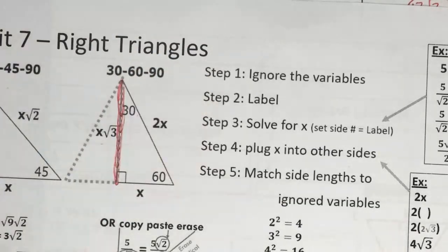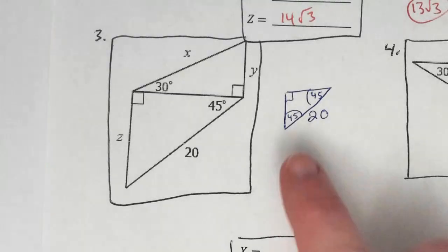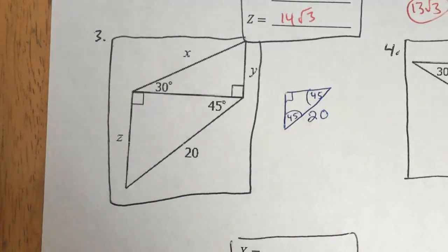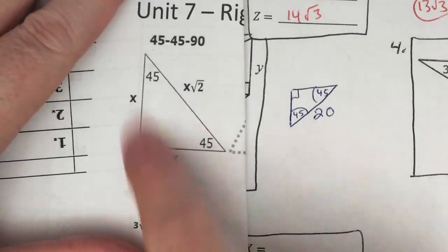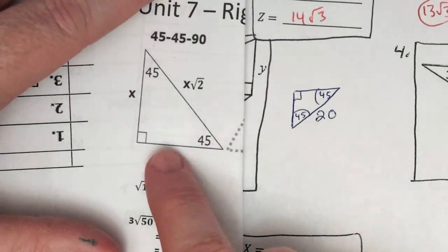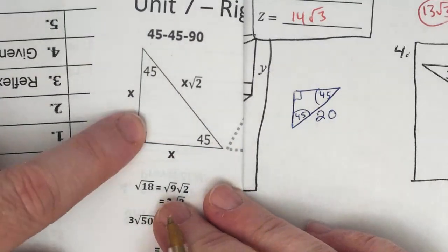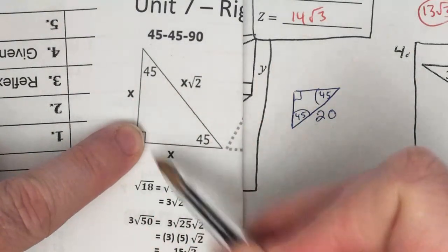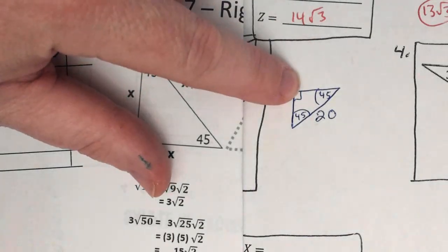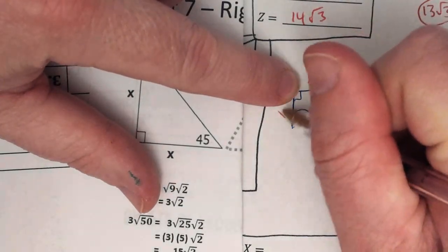Step 2, label. Now, how are we going to label this? Well, this is a 45, 45, 90. So we're going to look at our 45, 45, 90, which is this one right here. All right, so if we look at that, how are we going to label this? When we put our finger on the right angle, the two sides we're touching are X and X. So put your finger on the right angle. Here's X and here's X.